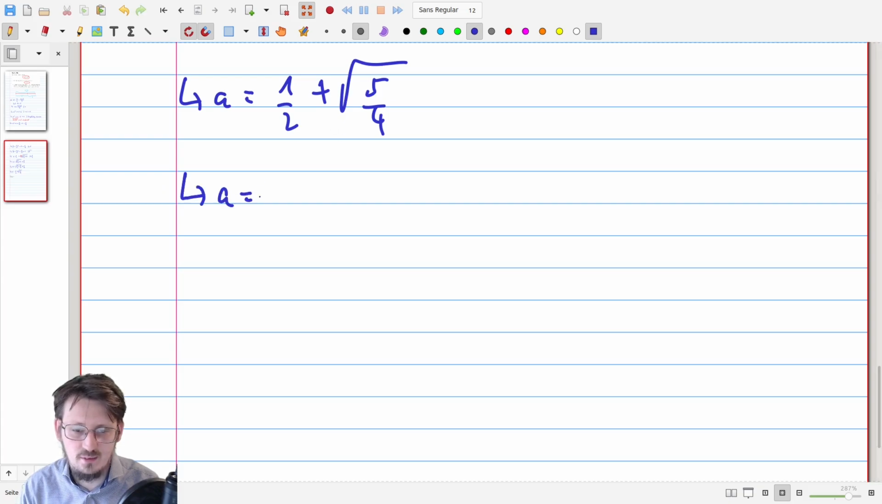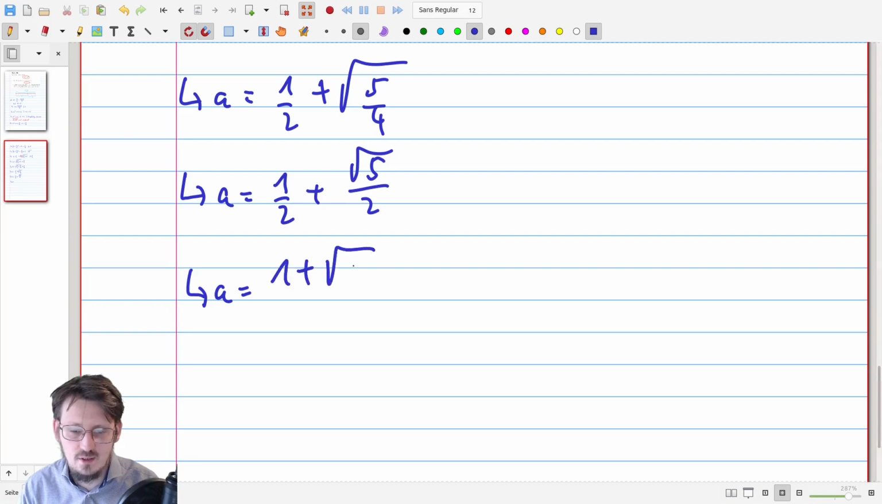So what we can do is take the square root of 4, which means we get 1/2 plus the square root of 5 divided by 2. Yeah, the square root of 4 is 2. And then we can bring this to a common denominator. Because we already have 2 here, we can write 1 plus the square root of 5 divided by 2. Yeah, and this is the way how you can actually find it, as I said, in literature.